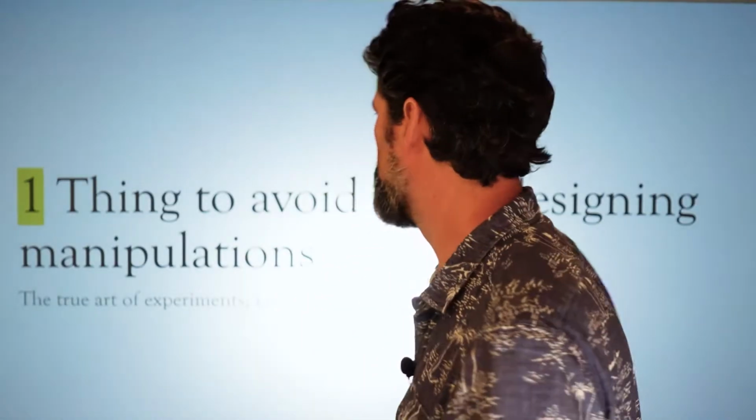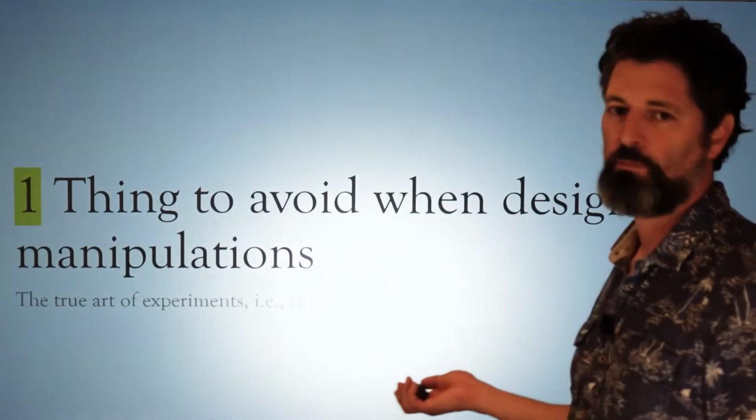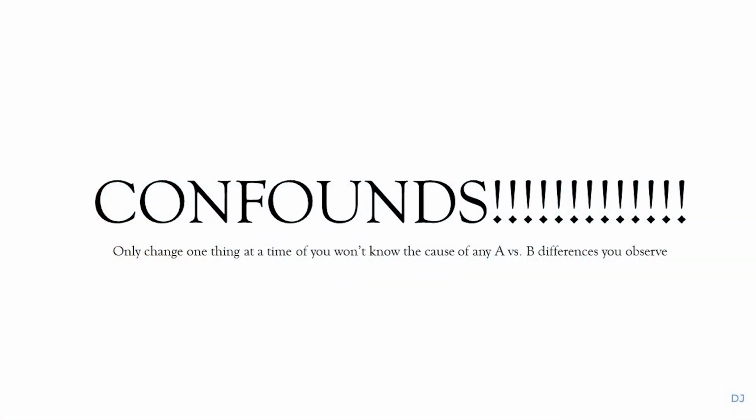All right. So one thing to avoid when designing experimental manipulations is confounds. A confound is a situation where we change more than one thing at a time.